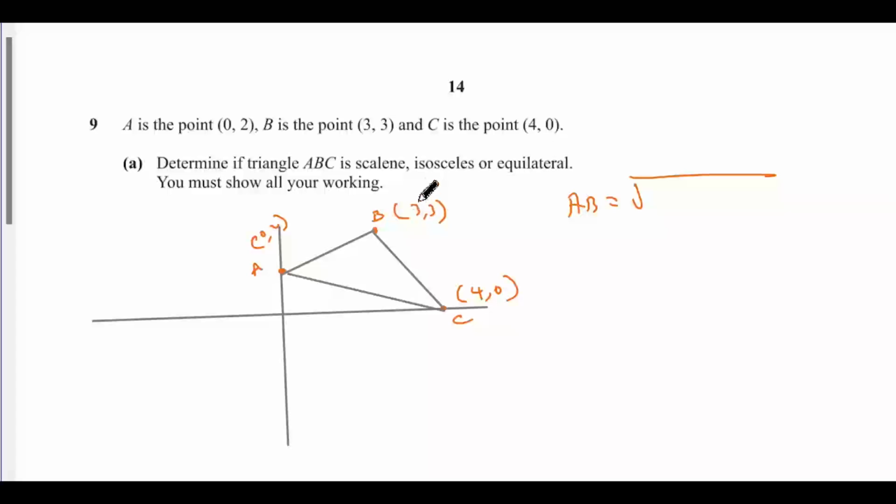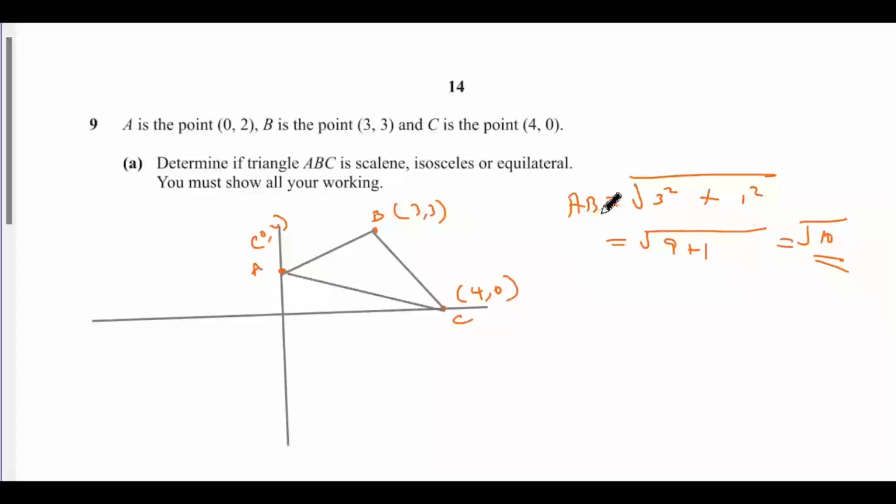So you can either say, if you are starting from B, 3 minus 0, that will be 3 squared, then plus 3 minus 2, that will be 1 squared. Or better still, you can start from A, 0 minus 3, that will be minus 3 squared, then 2 minus 3, that will be minus 1 squared. So you still have the same thing. So if you do this, this will give us square root of 9 plus 1, which is equals to root 10.